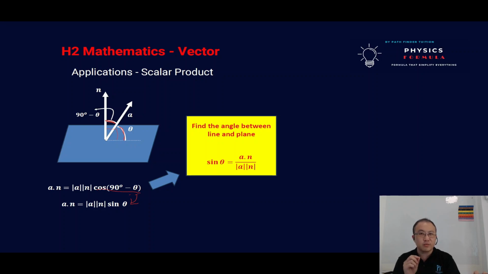A lot of people thought this is because of vector product, that's why we got the sine theta, but no. This is still scalar product. Just that cos(90 minus theta) will become sine theta because of the complementary rule. And of course, this is the formula for the angle between the line and the plane. Once again, most of the time, the a should be the directional vector of the line. Please take note of that.